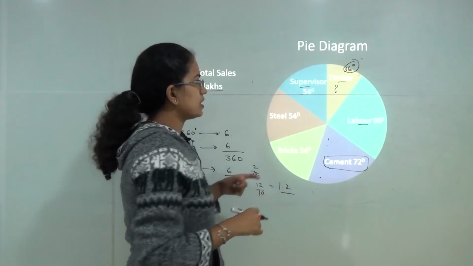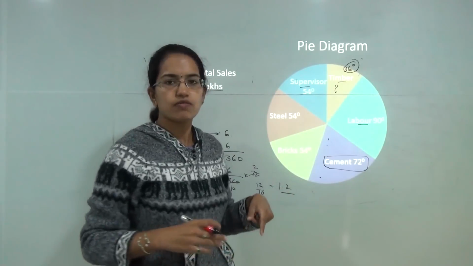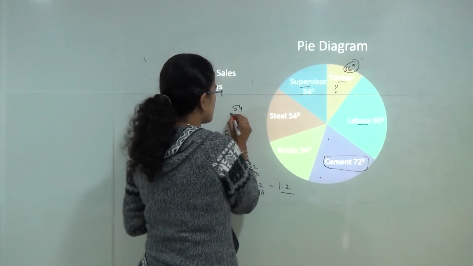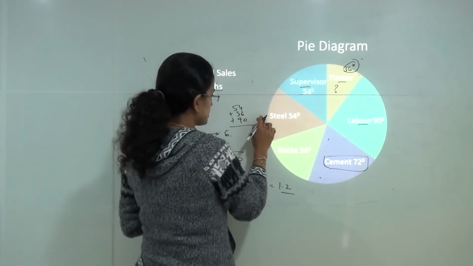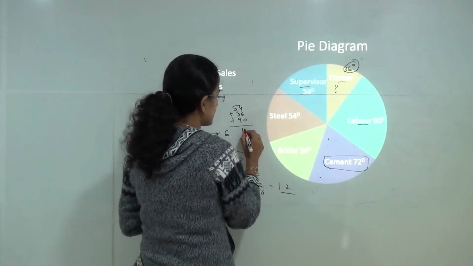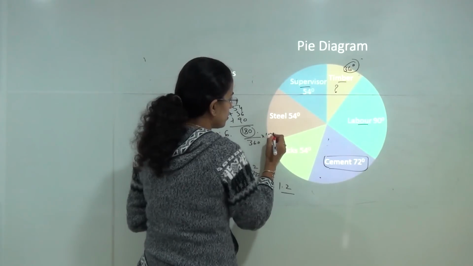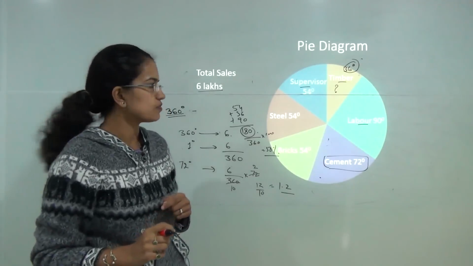Now it is given that the sale of these three together would account for what percentage of the total. That means 54 plus 36 plus 90. So 54 plus 36 is 90, 90 plus 90 is 180. Now this 180 out of 360 accounts for what percentage? So I can say it would simply account for 50% of the total.